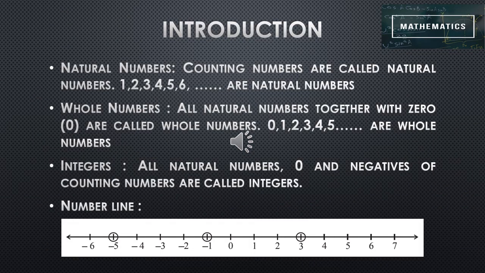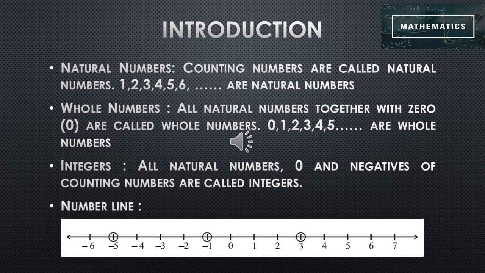Before starting our integers, let me recapitulate with you what are natural numbers and what are whole numbers. As you all know, our natural numbers start from 1. For example, 1, 2, 3, 4 and so on are our natural numbers. Next, our whole numbers start from 0, like 0, 1, 2, 3, 4 and so on. Now let's continue with our integers.